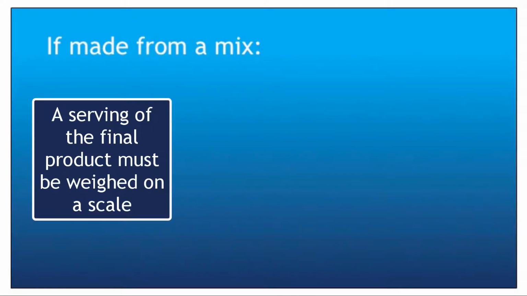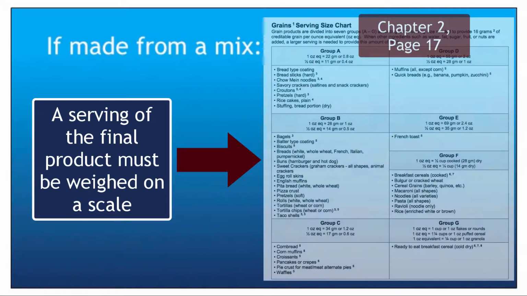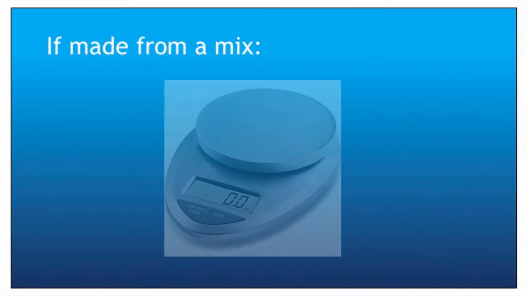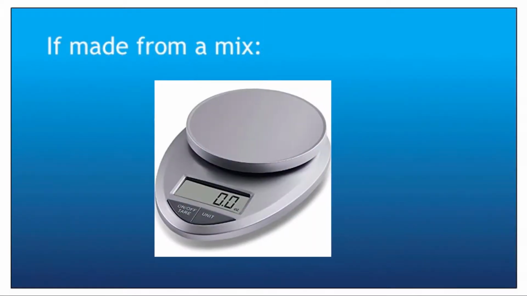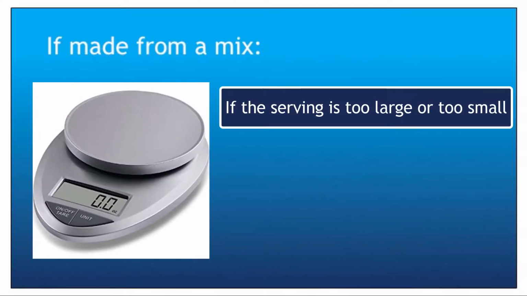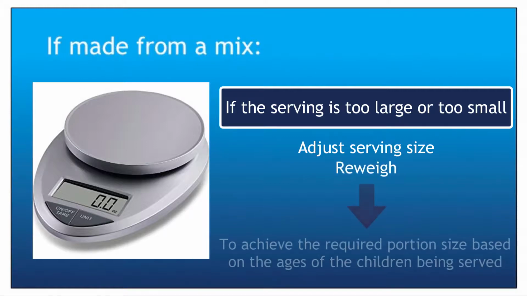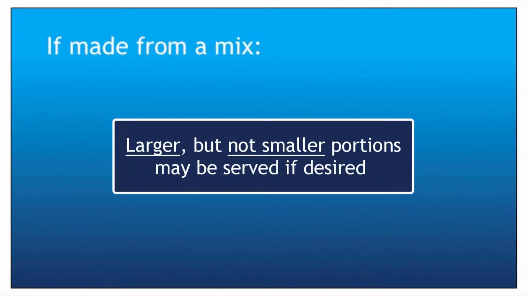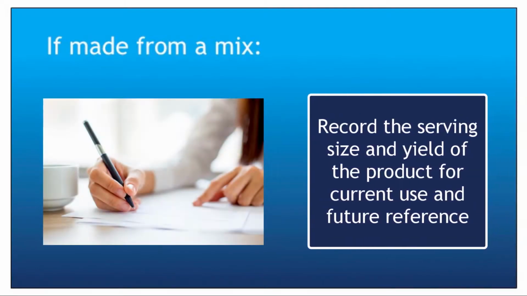A serving of the final product must be weighed on a scale and compared to the required weight on the grain serving size chart. A digital scale is preferred. If the serving is too large or too small, the serving size should be adjusted and reweighed to achieve the required portion size based on the ages of the children who are being served. Larger, but not smaller portions may be served if desired. Record the serving size and yield of the product for current use and future reference.